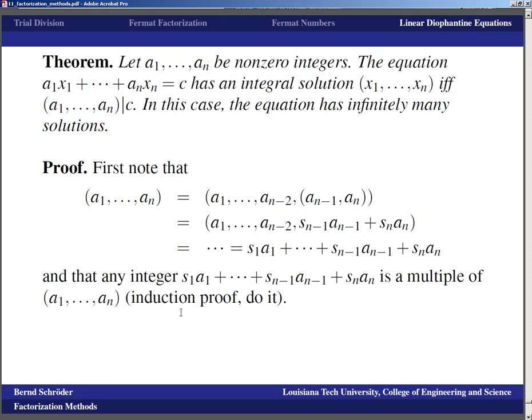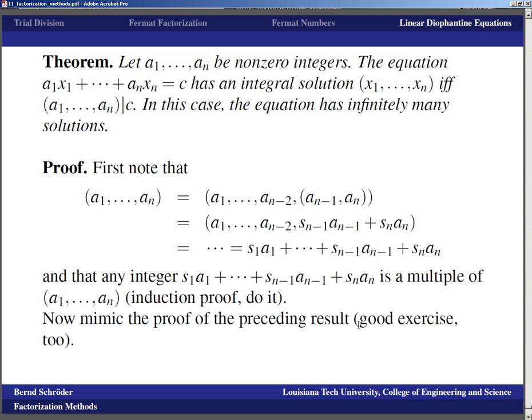That's an induction proof, which I want you to do separately. I'm not going to do that here. And then you would just mimic the proof of the previous result, which is another good exercise that I would want you to do at this stage.